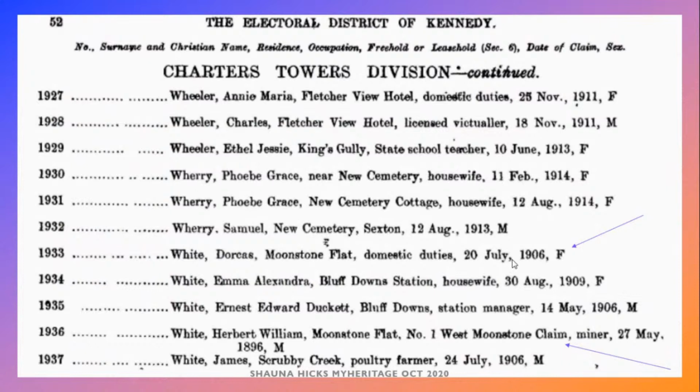When you're looking at an electoral roll, you also need to look at who else is at that address. And if you look at the second arrow, that's Herbert William White, and that's her husband. Now, the interesting thing for me in this electoral roll was the fact that it gave the name of his mining claim, and it was number one, West Moonstone Claim. With that information, I can then try and find more about them in mining records.